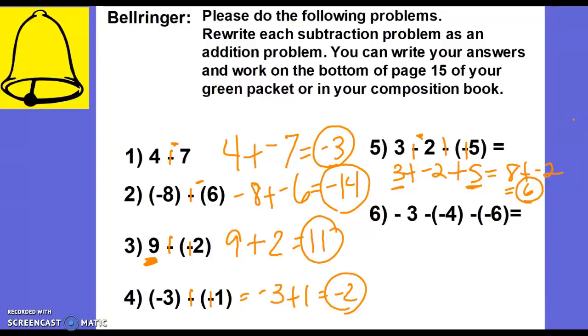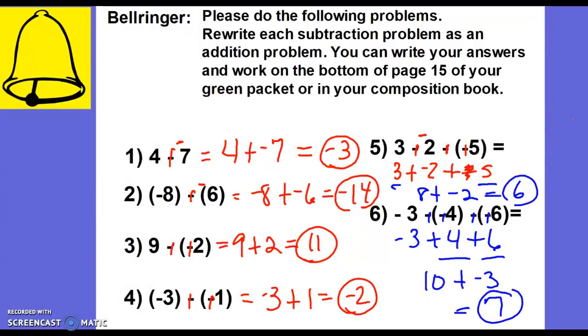In the last problem, keep the -3. This becomes plus a +4 plus a +6. So if I rewrite it, I have -3 plus 4 plus 6. That gives me -3 plus 10, and the final answer then is 7. So I hope you did okay in the bell ringer. I know number 5 and number 6 were new, but that is how you change subtraction to adding the opposite.